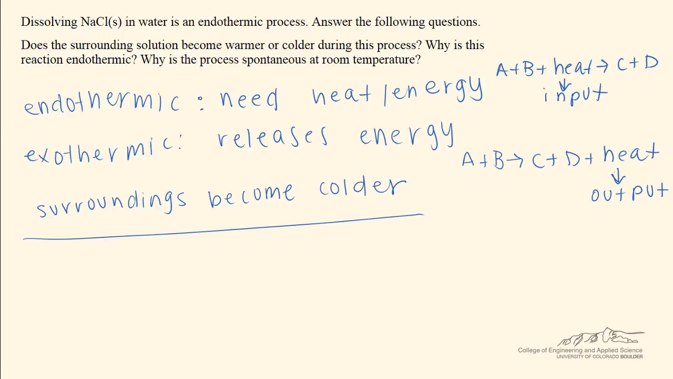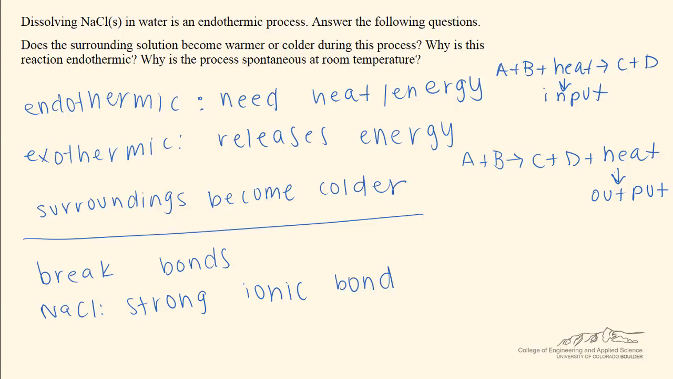And the way we can think about this is that to dissolve sodium chloride in water, we need to break bonds. And sodium chloride is a classic example of an ionic solid. So we know that this contains very strong ionic bonds. And in order to break these bonds so we can dissolve the solid in water, we need quite a lot of energy to do so. So breaking bonds requires energy. So therefore, the answer to this question is that we need energy to break bonds.